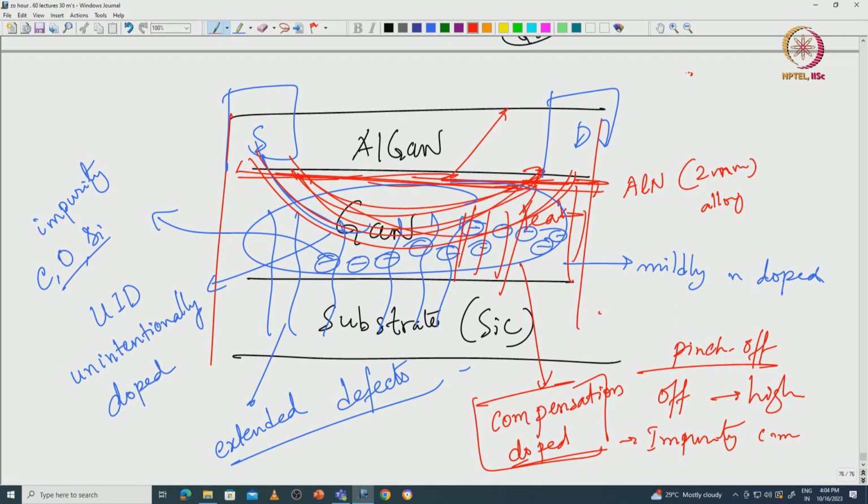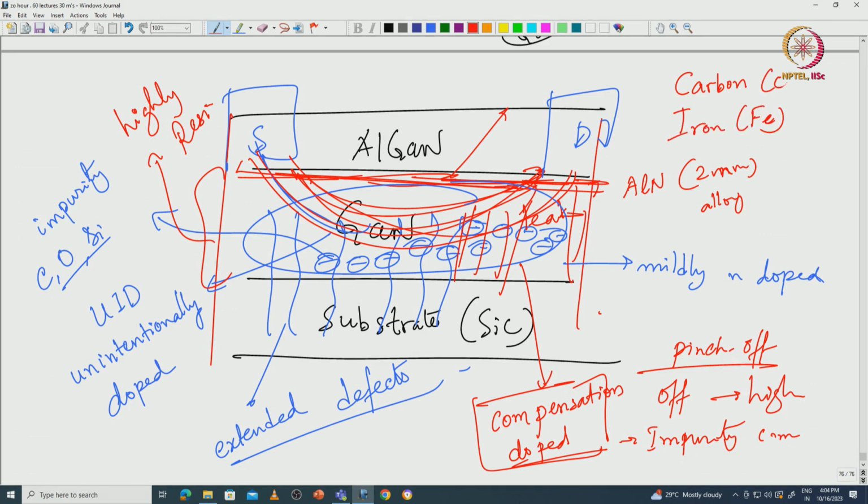Typical compensation is done using carbon atoms, but again there is a range of carbon. If you do it too much, it will become n-type itself. Until a range, you can use carbon which will trap this free carrier and make this layer highly resistive, or you can use iron, Fe. Okay. So you can use either carbon doping or iron doping. Both of them introduce some kind of acceptor levels that accept electrons from the background and make the layer highly resistive by taking these extra electrons in them.